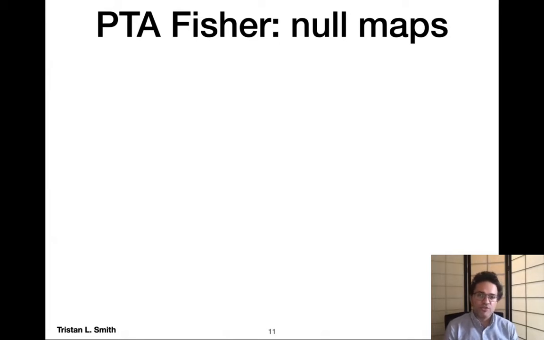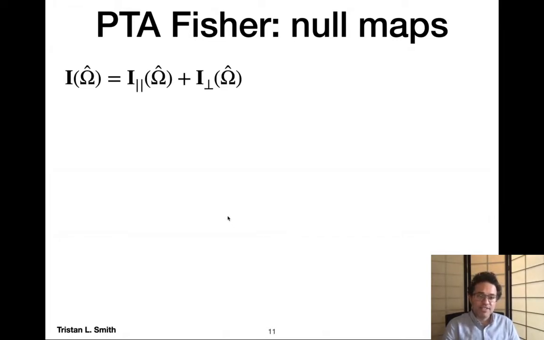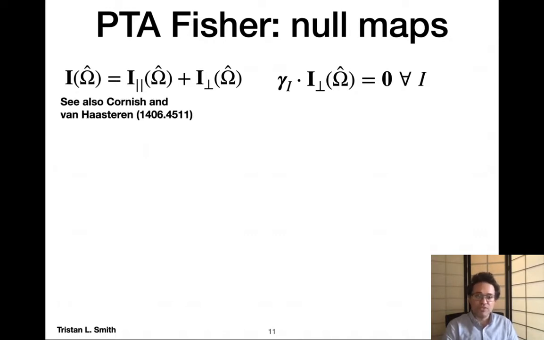So one of the immediate results we get from this formalism is an understanding of what a PTA can see in the gravitational wave background and what it cannot see. So we can divide any given intensity map into two terms, where this I perpendicular is a map whose dot product with the pairwise response functions for every pair in the PTA is equal to 0. So this map is going to project out to 0 when we put it into our Fisher matrix, which means that it is invisible to this particular PTA. Something similar to this was discussed in this paper by Cornish and Van Haasteren, applied to continuous waves. Here we're looking at this property for a search for a gravitational wave background.